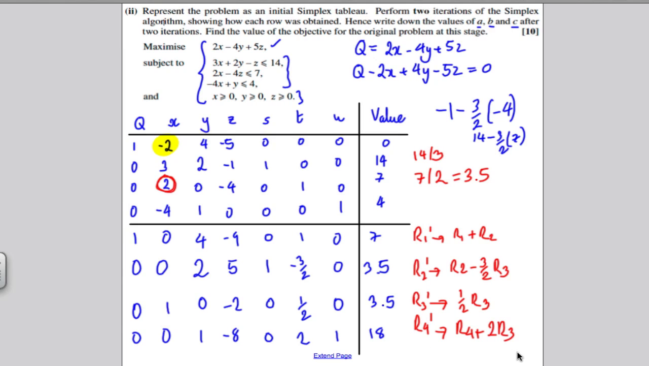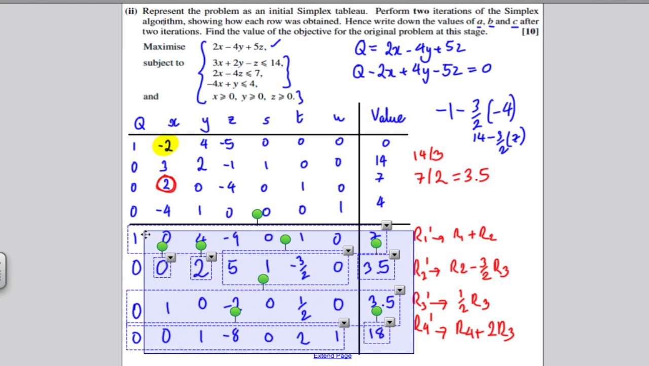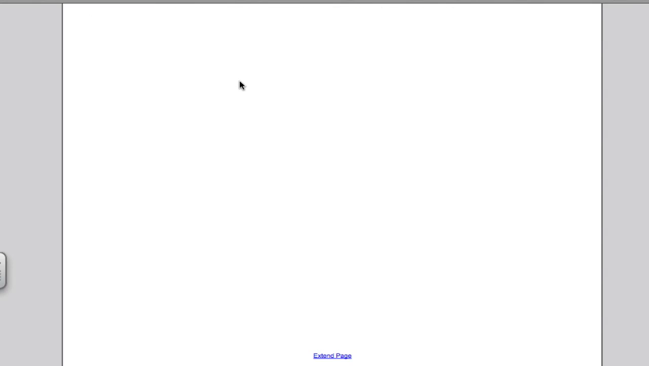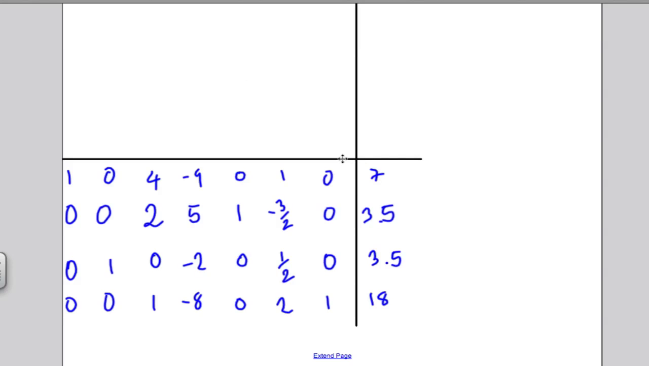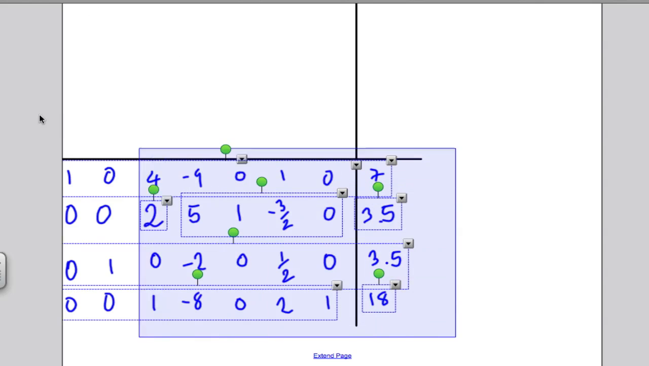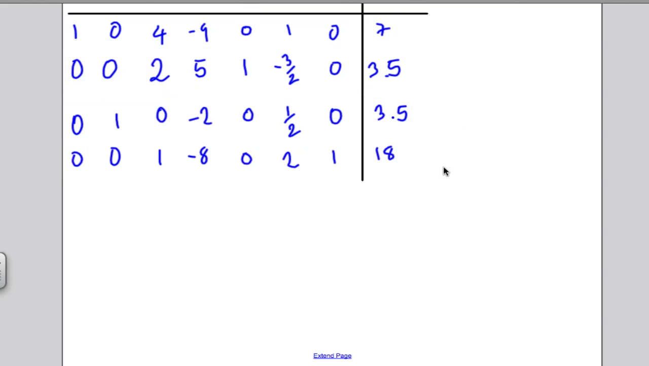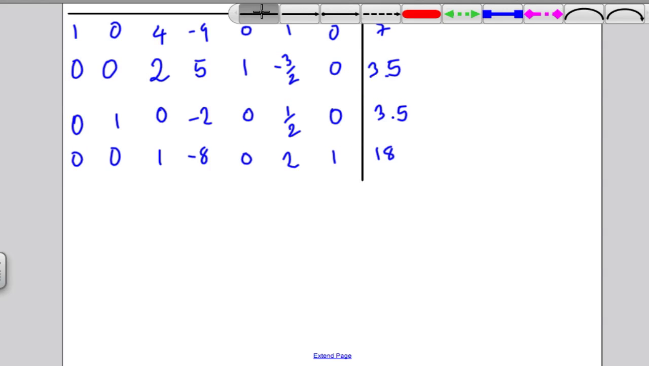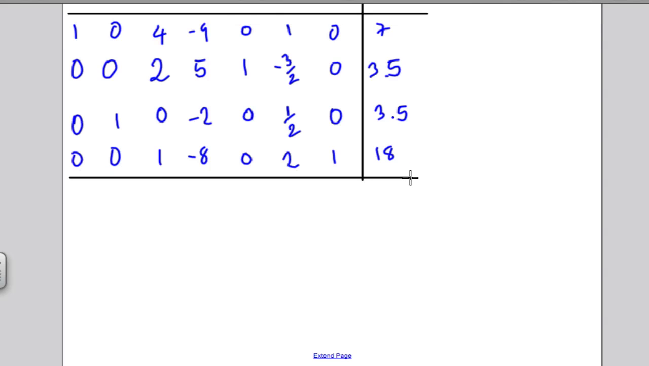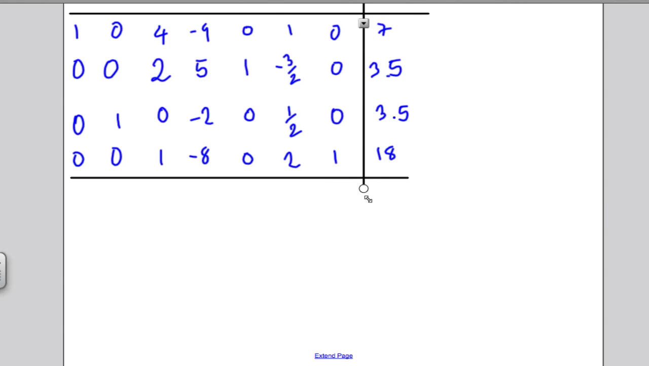Okay, your second operation. So what I'm going to do is take this and move it onto another page. I'm going to move it up like this. So that's our second tableau. Now what we're going to do is perform the second iteration in our simplex method and get the third tableau.